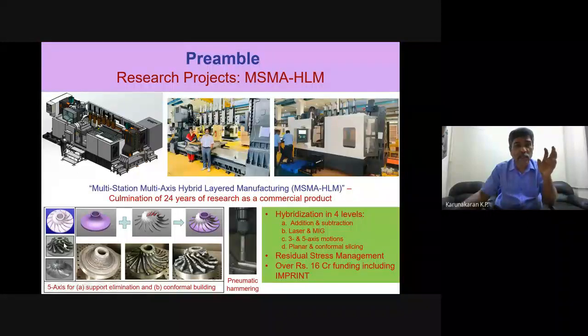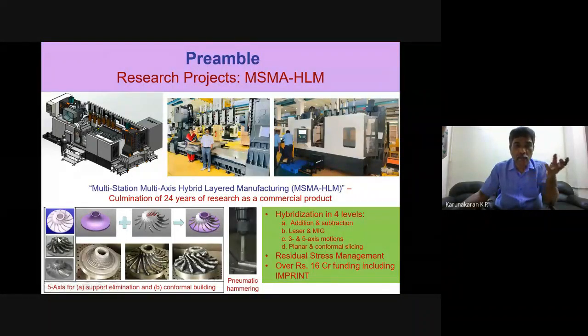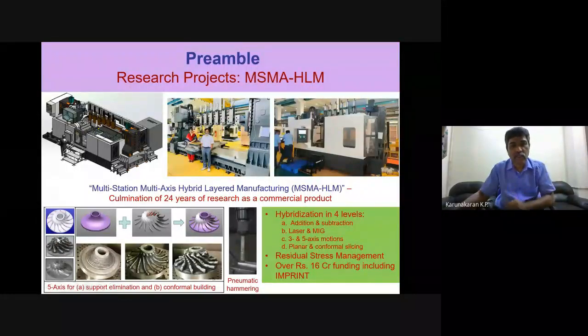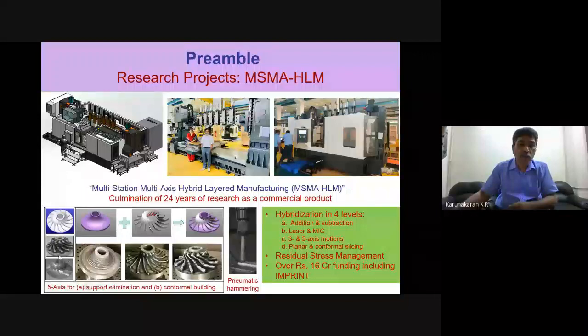Today, I find that people have even coined a term called WAAM, wire arc additive manufacturing. A lot of researchers are developing WAAM systems. That means whatever we selected because of our financial constraints proves to be worthy even now.